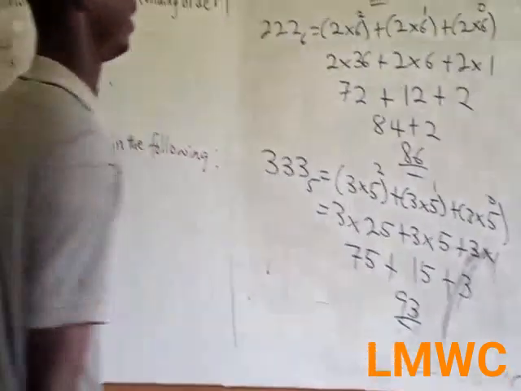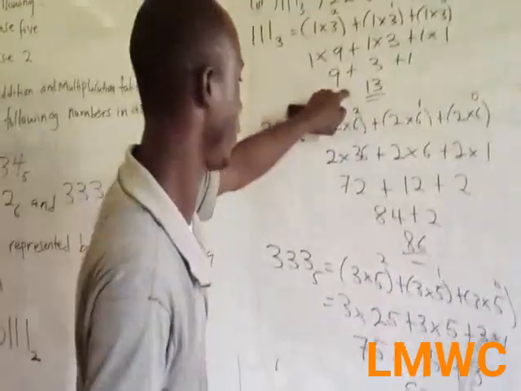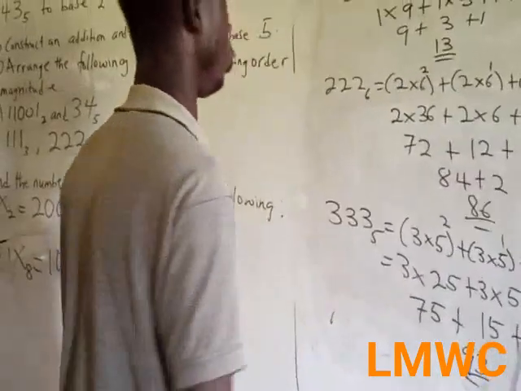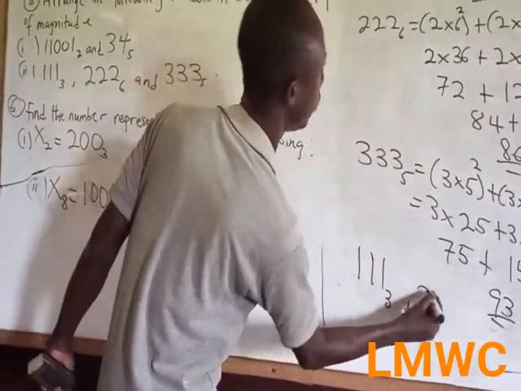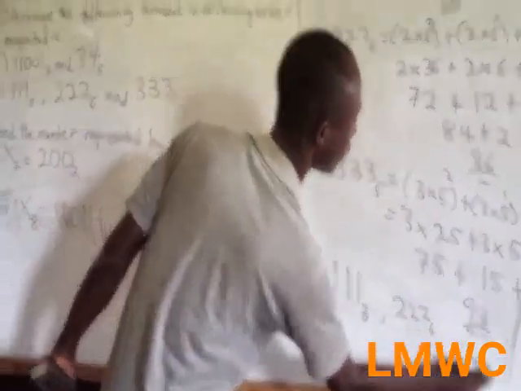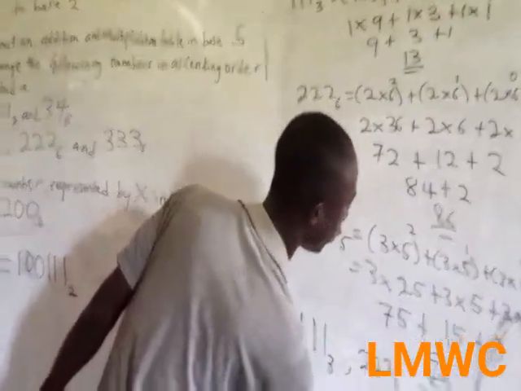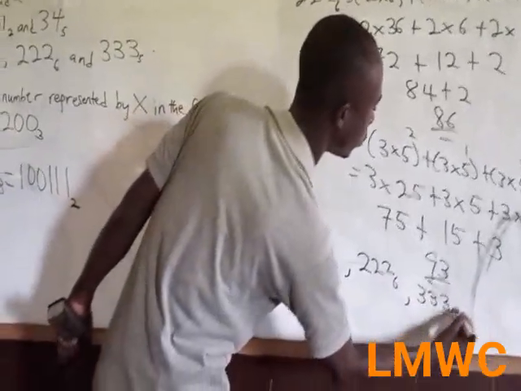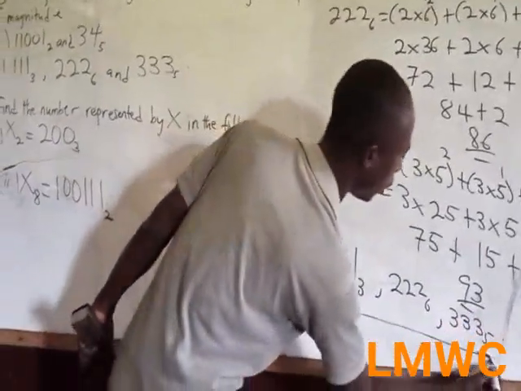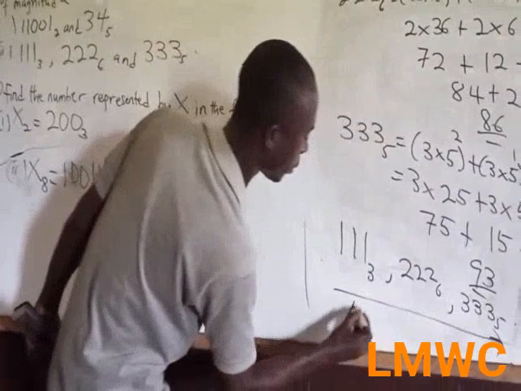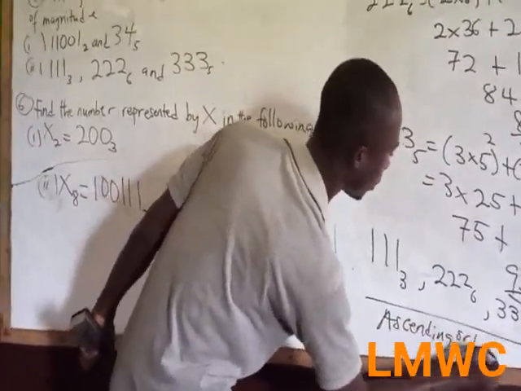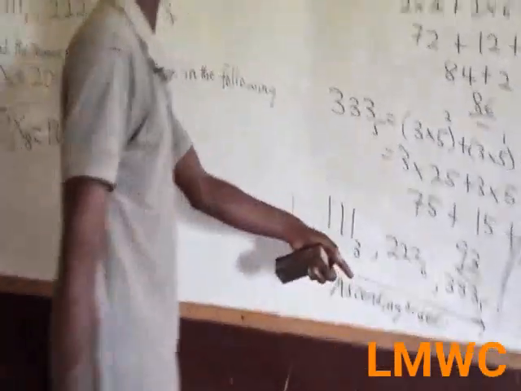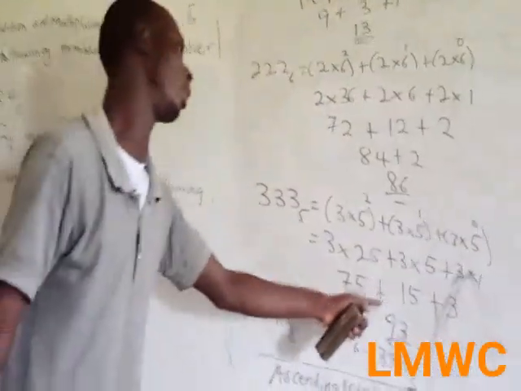So in ascending order, this is first, this is second, this is third. So this has even been arranged for you. So I'm having 1, 1, 1 base 3, 2, 2, 2 base 6, and 3, 3, 3 base 5. So you bring your arrow and write ascending order. So as I said, if you are asked to arrange this in descending order, you start from the highest to the lowest.